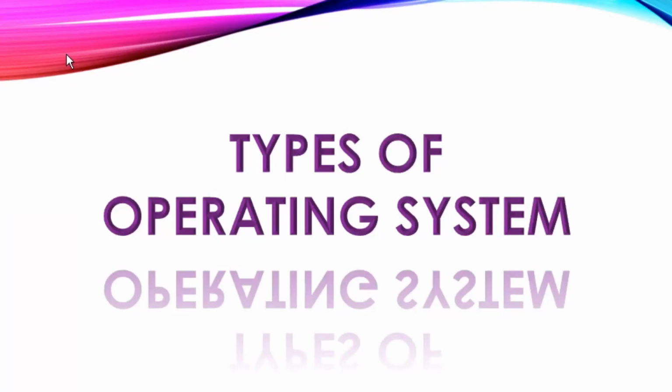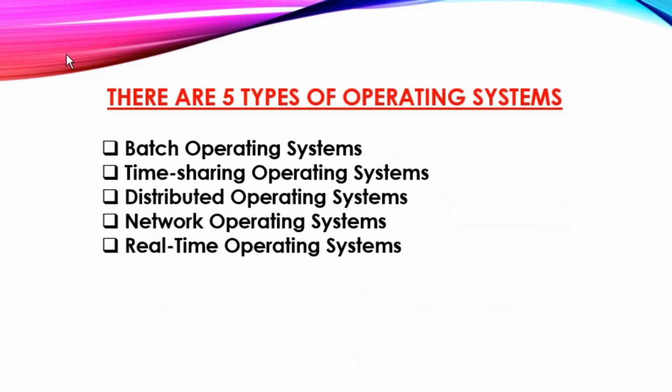After looking at the introduction of the operating system, its advantages and disadvantages, and its various functions, we now discuss the various types of the operating system. There are 5 types of the operating system. We have the batch operating systems, the time-sharing operating systems, the distributed operating systems, the network operating systems, and the real-time operating systems. We will briefly look at each of them and discuss how each of them functions.